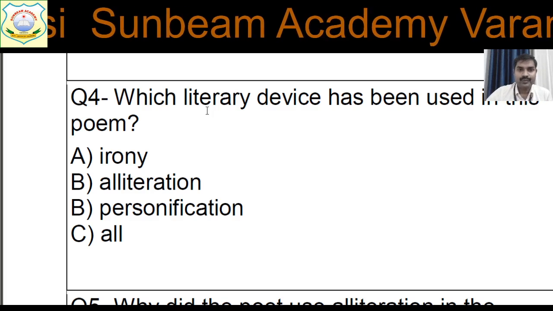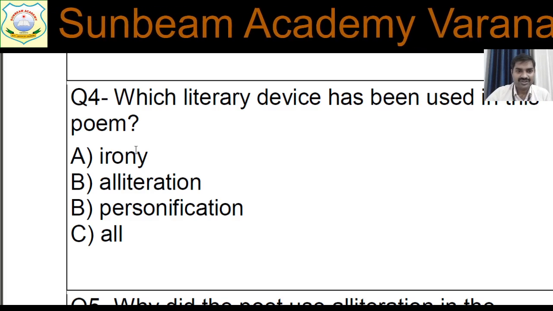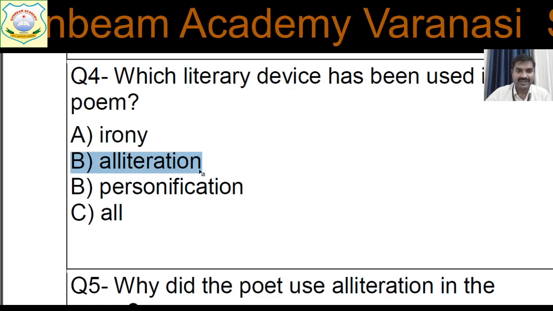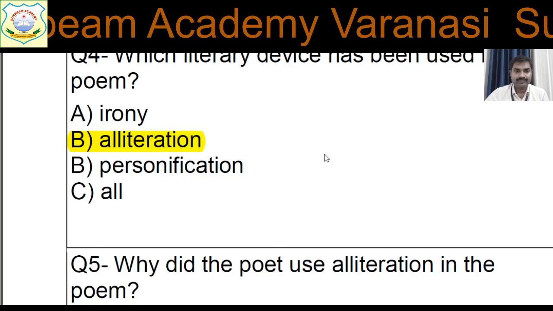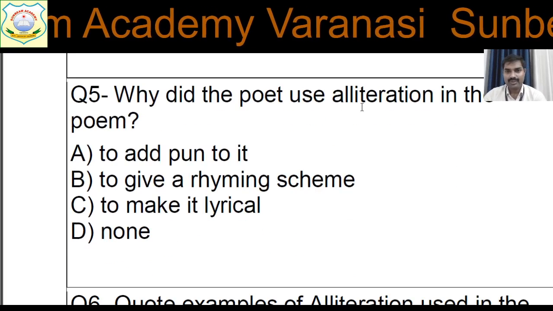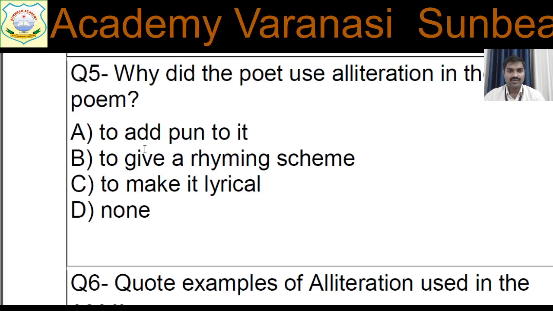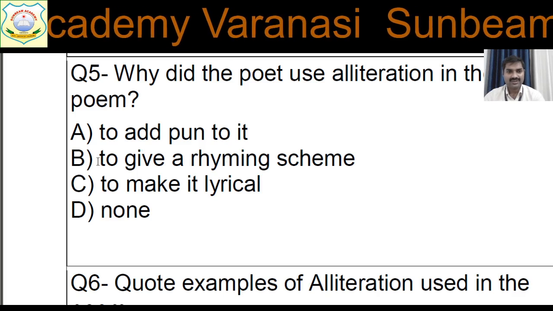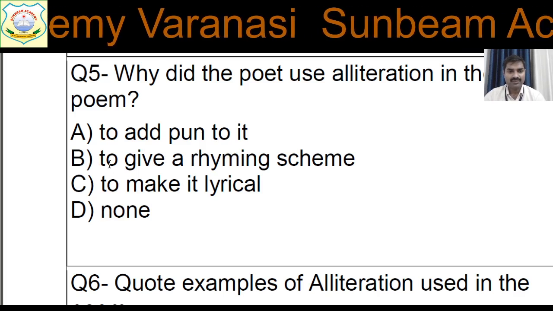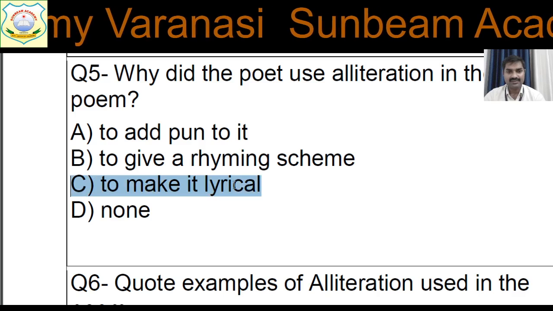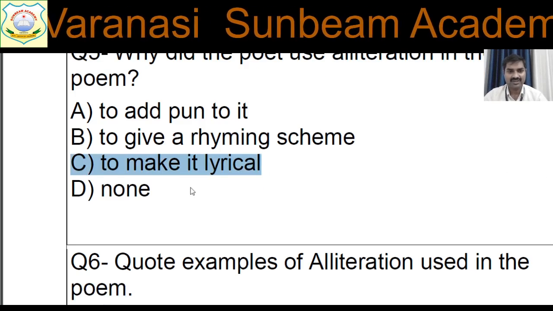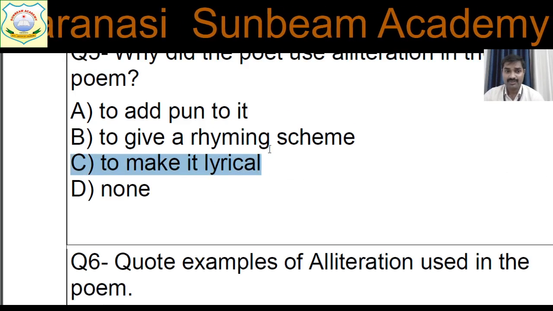Next is, which literary device has been used in this poem? So you have read the alliteration here. Alliteration was there in the poem. Next is, why did the poet use alliteration in this poem? To add pun into it, to give a rhyming scheme, to make it lyrical. No, to make it lyrical. Okay, you may check it once again in the answer key. This may be something else, but you must check it, children.